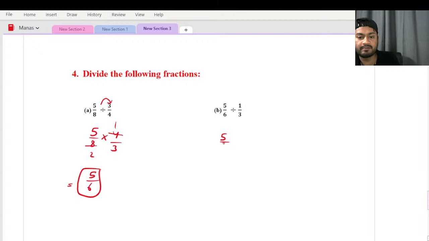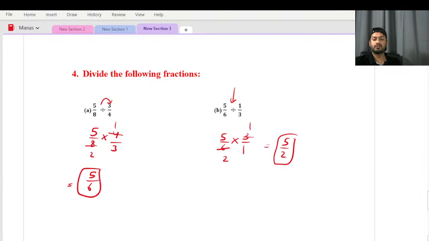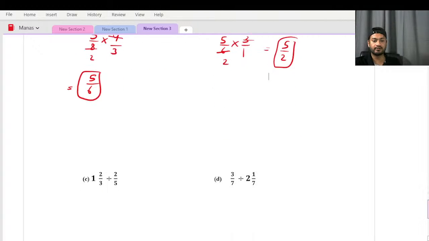Here you have 5 by 6, then you put the multiplication sign here, and then reverse the number. So it is 3 upon 1. Right, if it is cutting, you can cut: 3 times 1, 3 times 2. So it is 5 by 2. Right, so that is how you need to solve the questions.